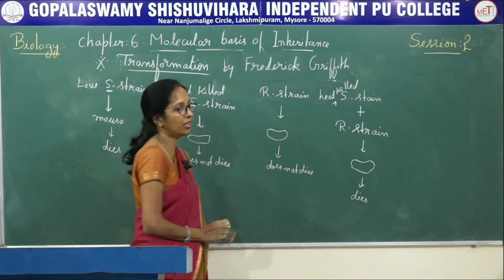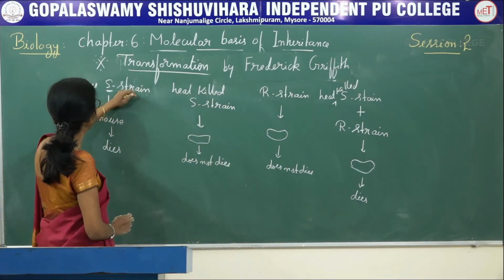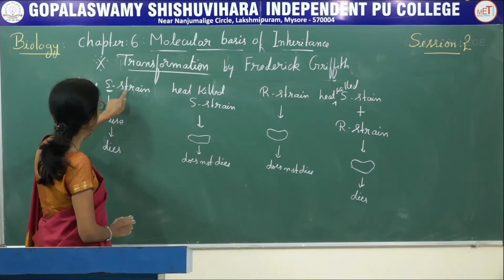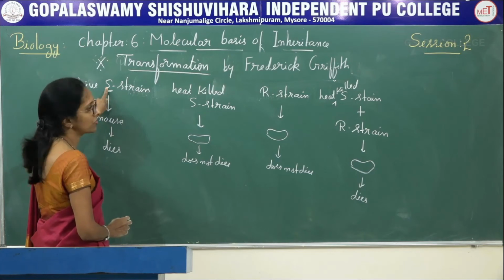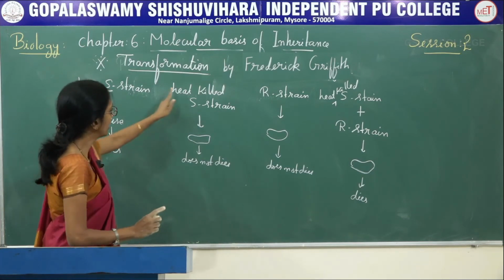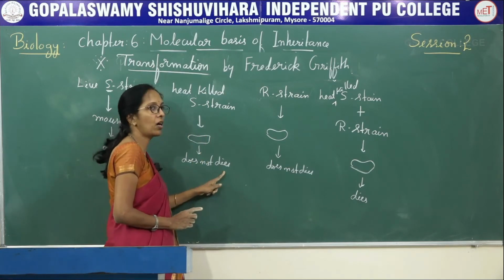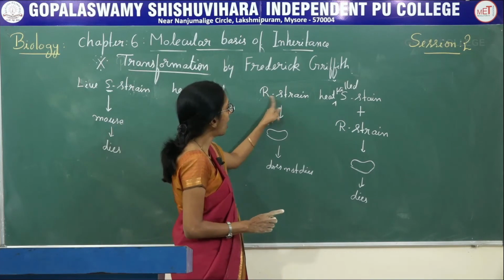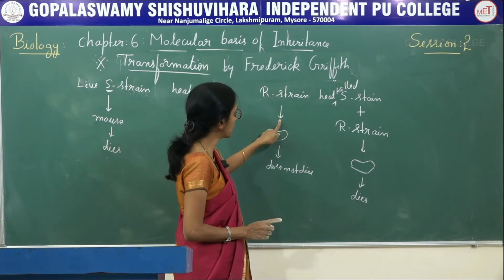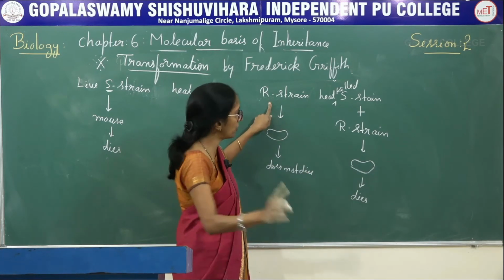What happens here? He did 4 different types of experiment. He took live S strain and injected it into the mouse, it dies because S is virulent. Heat killed S strain is injected into the mouse, it does not die. And then the R strain is directly injected into the mouse, it does not die because it is non-virulent.